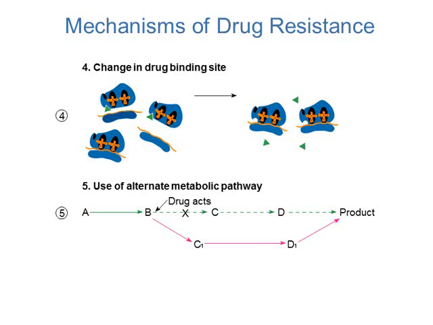Or some cells, number 5, can create alternative metabolic pathways. If a drug is supposed to shut down a metabolic pathway, the cell can just form an alternate route to end up with the same product. So these are different ways that cells can become resistant to different drugs.